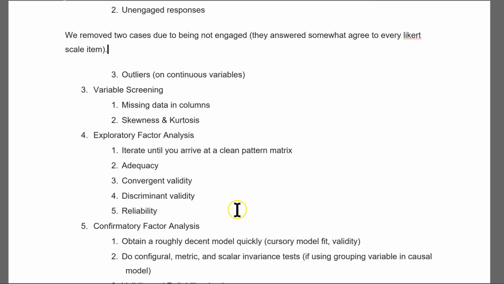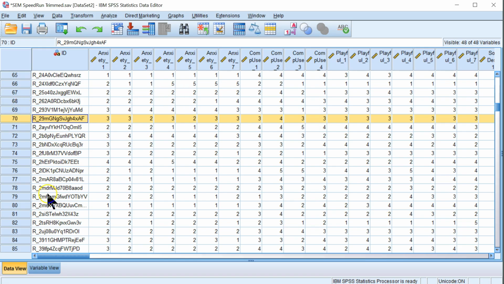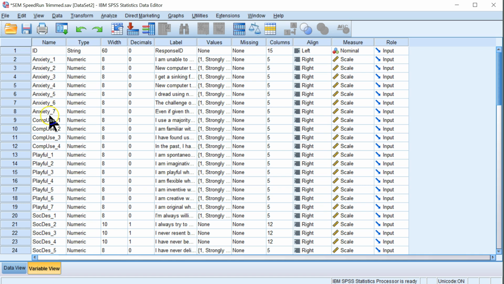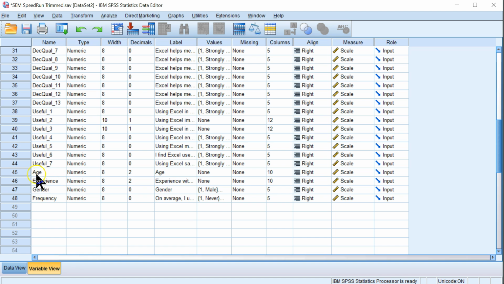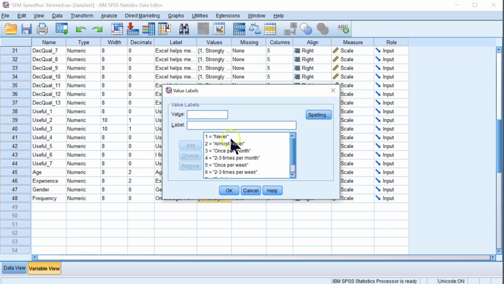Okay, looking at outliers on continuous variables. Do we have any continuous variables? Let's go to the variable view. Anxiety, no, comp, nope. None of these are continuous, except we have age and I think experience. Let me go double check that. And frequency is not. Frequency is ordinal here. You can see frequency is on a 1 to 8 scale.